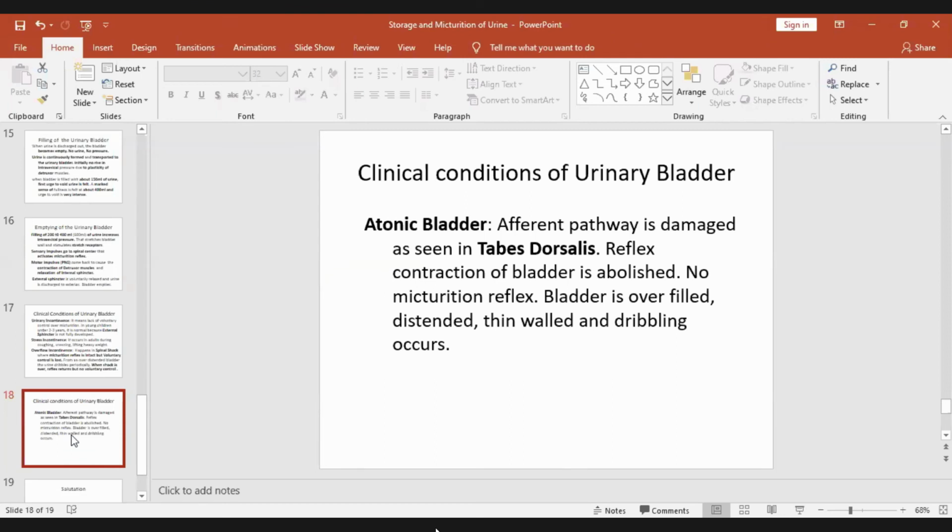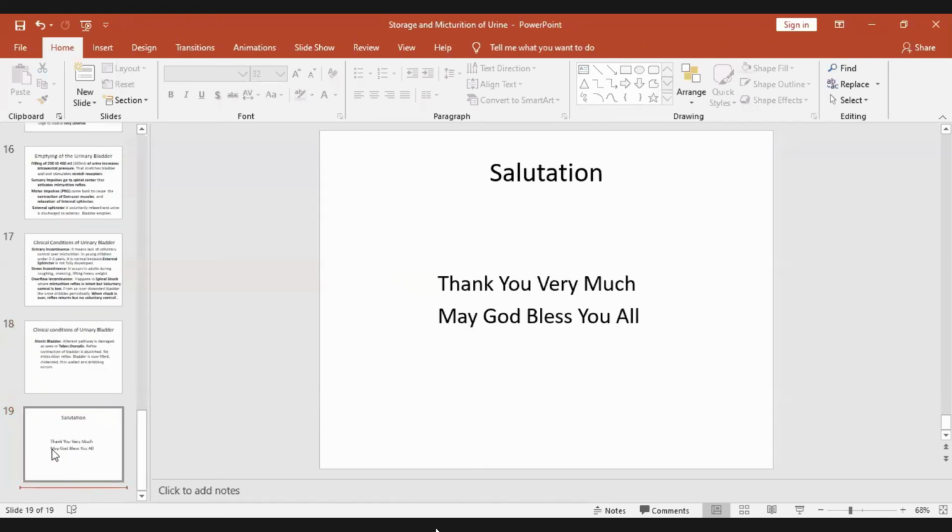This afferent pathway is damaged in the disease known as tabes dorsalis. Tabes dorsalis leads to damage in the afferent pathway, and as a result of that, reflex contraction of the bladder is abolished because the afferent pathway is lost. No micturition reflex; the bladder is overfilled, distended, thin-walled, and dribbling. Ladies and gentlemen, this is the story I wanted to tell you.